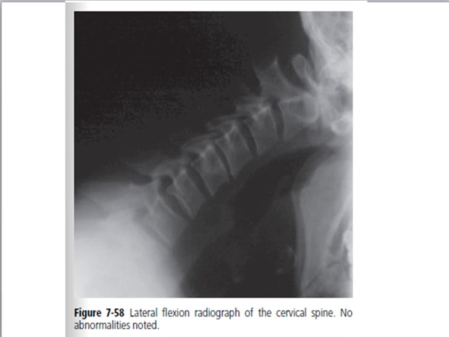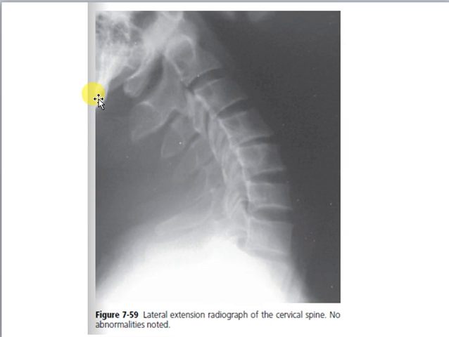In the next slide, what we can see is the radiograph in flexion, and it is a lateral view. So this is clearly a normal radiograph with no abnormality seen, and this is a lateral radiograph in extension without any abnormality.